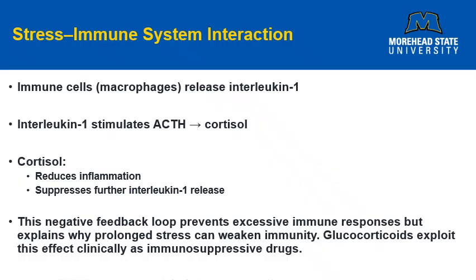Now, sometimes with the stress and immune response, these macrophages will release interleukin 1. Interleukin 1 actually goes forth and stimulates the hypothalamus to release ACTH and produce cortisol. Cortisol, if you remember, reduces inflammation, and it suppresses interleukin 1 release. So this acts as a negative feedback loop that prevents any type of extreme immune response.